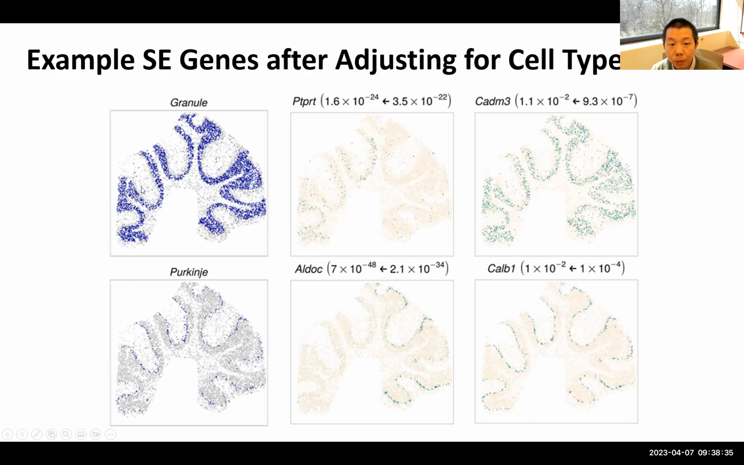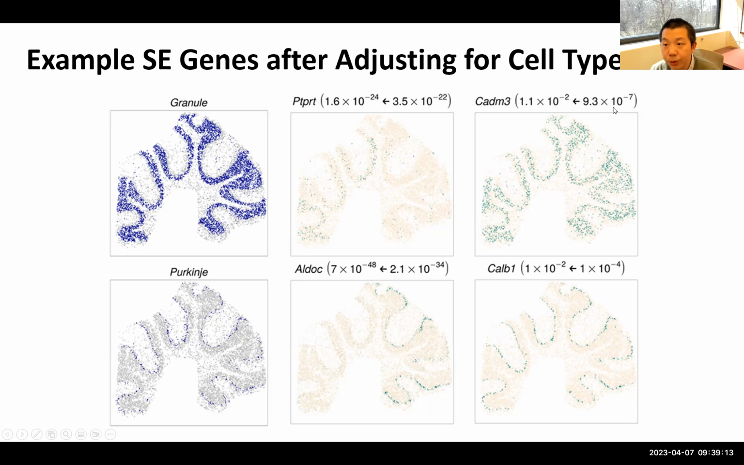On the left column, it shows the cell type distribution on the cerebellum tissue. Specifically on top, the blue labels the granular cells, while on the bottom, the blue labels the Purkinje cells. These are two different cell types in the cerebellum. On the right-hand column, it shows two cell type marker genes. On top, CADM3 is a granular cell marker. On the bottom, KELP1 is the Purkinje cell marker gene. You can see that they both show spatial expression patterns.